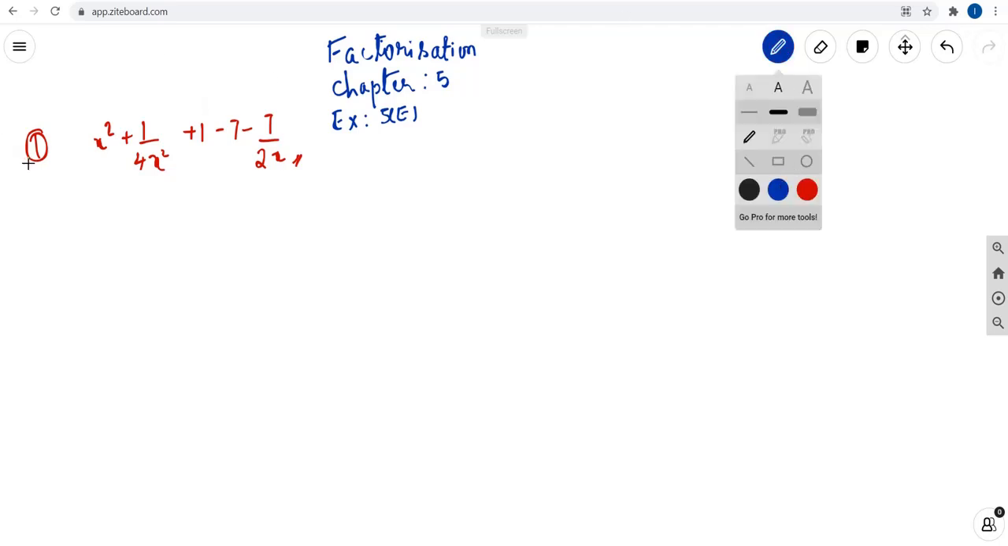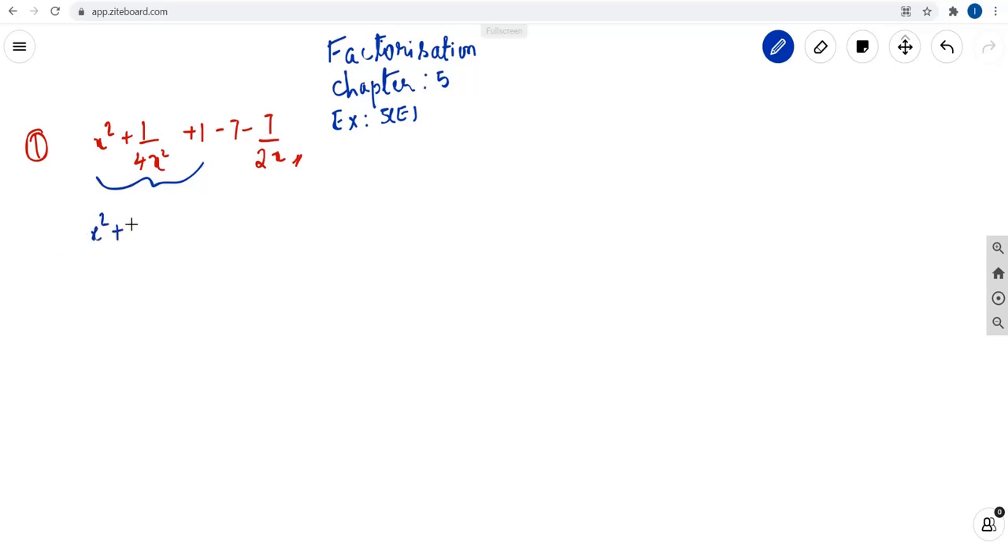First problem. What we can do here is, I can do the grouping of these three terms. So I make x square plus 1 by 4x square plus 1 as one group, and this one I will make as another group. In this, minus is common and 7 is common in these two terms. So I take minus 7 common, and this becomes 1 plus 1 by 2x.